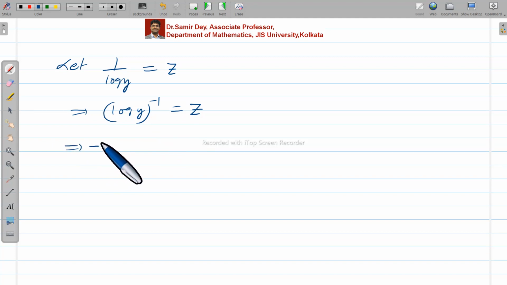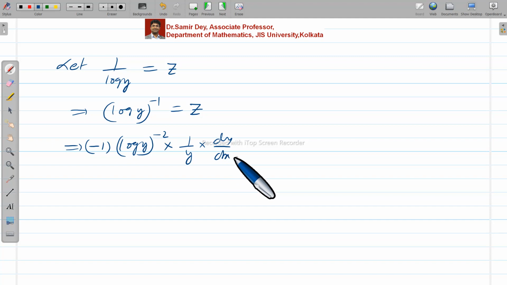Ultimately it is minus 1 into (log y) to the power minus 2 into, now your power derivative is over. Now the log derivative, it is 1 by y. Now you differentiate y, that is dy by dx. Is it clear to all of you? I repeat once again. First you differentiate the power, that is minus 1 (log y) to the power minus 2. Now you differentiate log y, which is 1 by y. Now you differentiate y, that is dy dx.